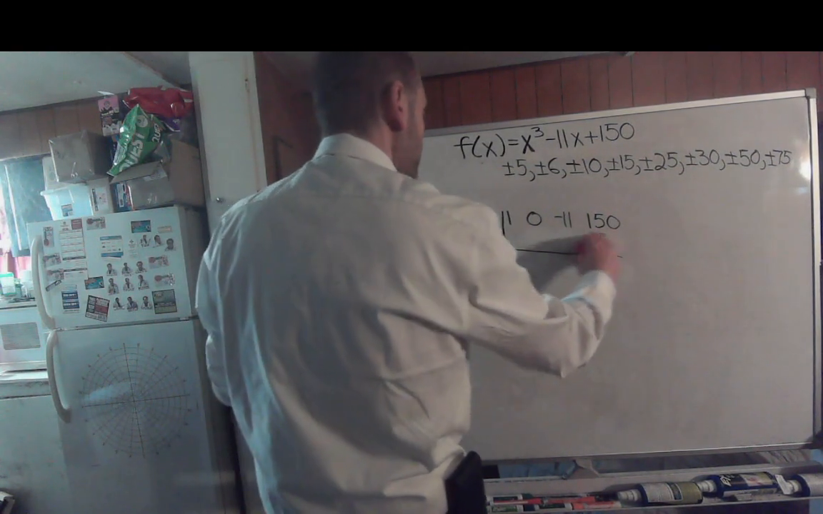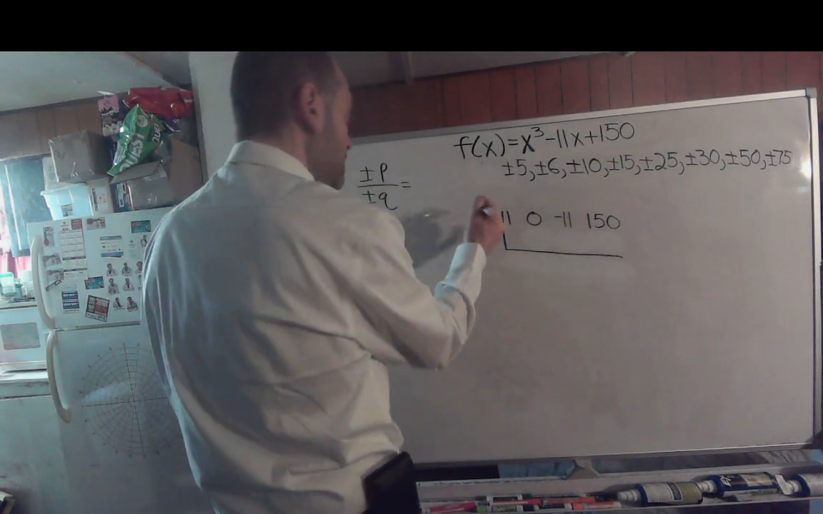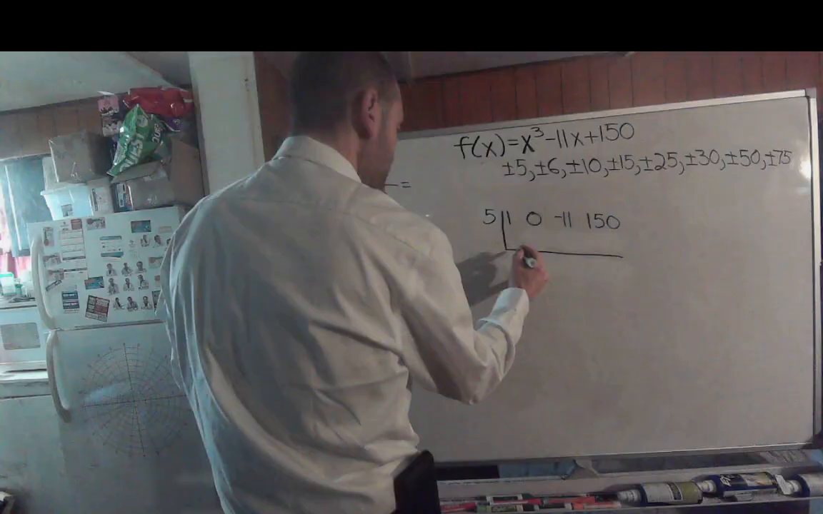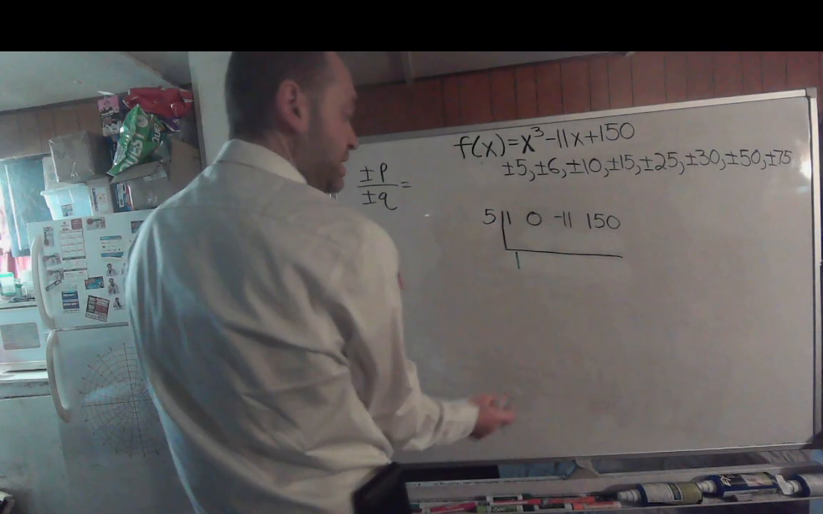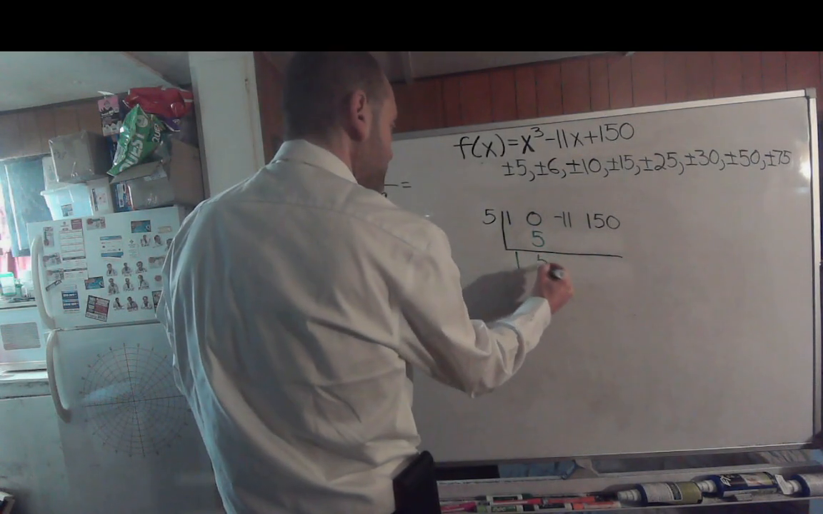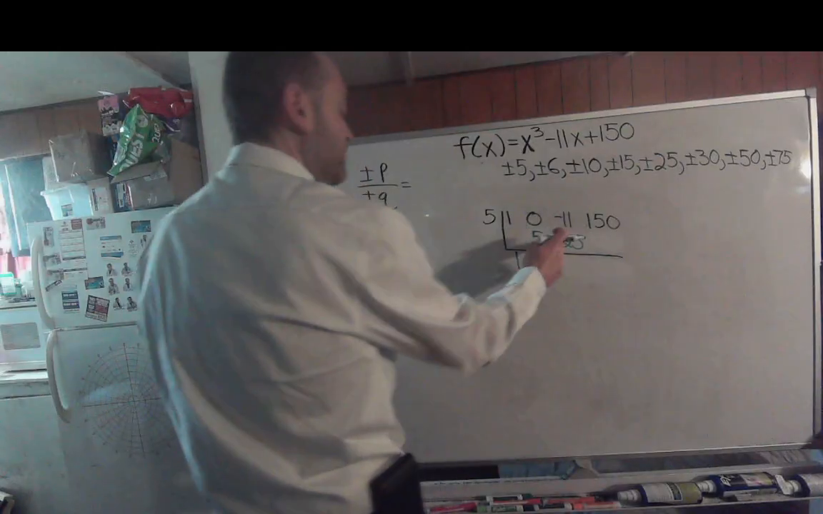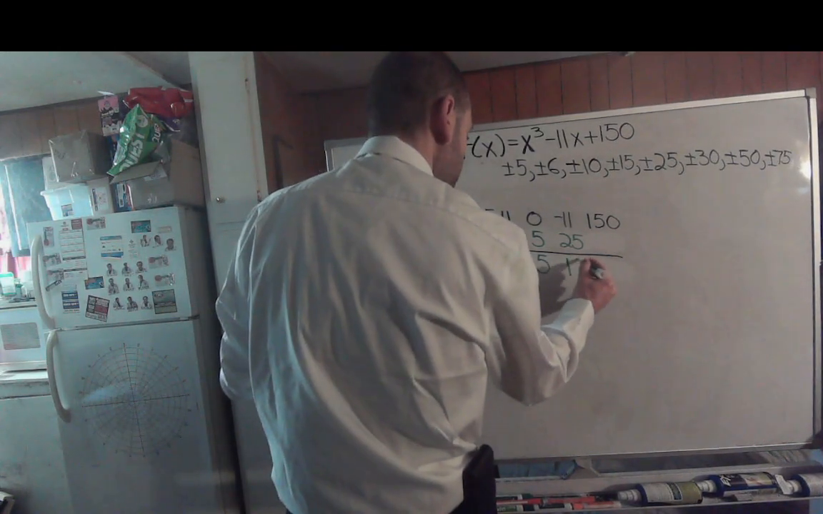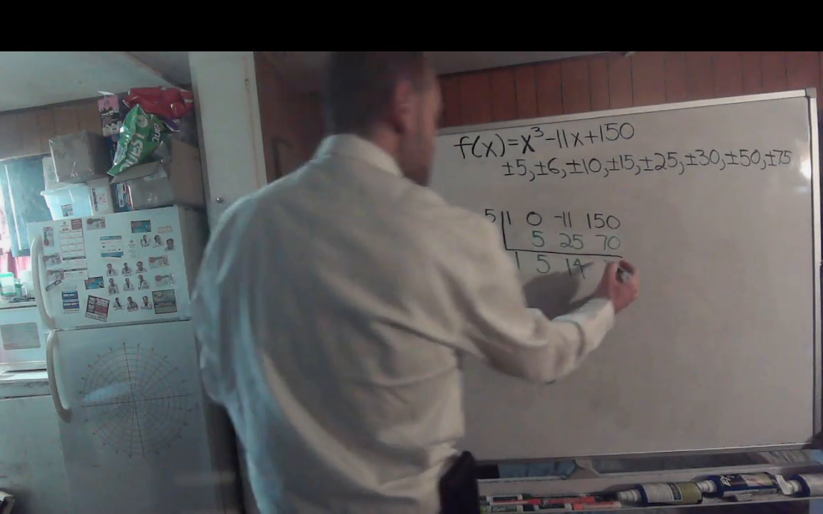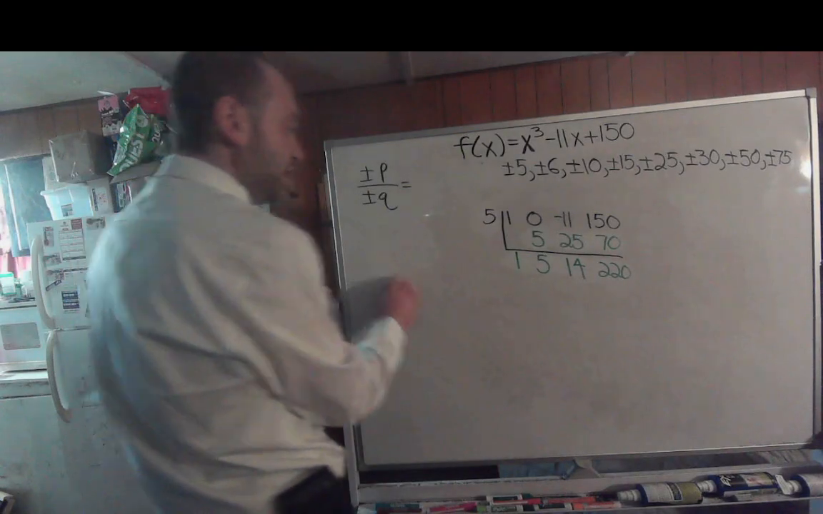All right, let's try the 5's. Let's try 5. All right, so bring down your 1. 5 times 1 is 5. 0 plus 5 is in fact 5. 5 times 5 is 25. All right, negative 11 plus 25, that's positive 14. And then 5 times 14 is 70. 150 plus 70 is 220. Well, that remainder of 220 isn't going to help us.